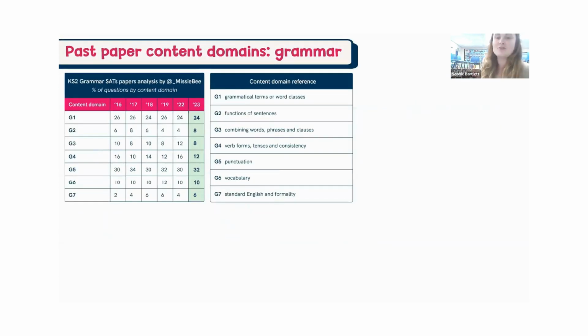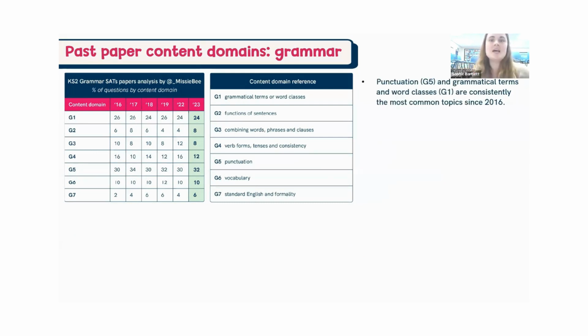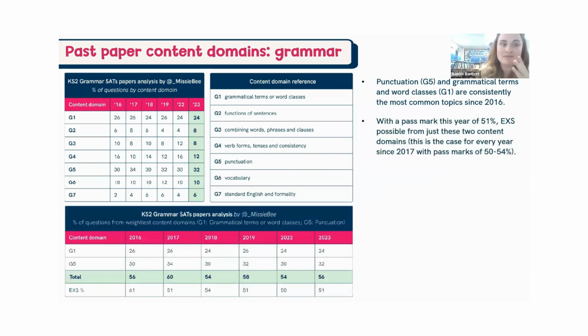With the grammar paper, the 2 most common content domains are G1 and G5. So again, since 2016, this has pretty much been the case. G1 being grammatical terms or word classes and G5 being punctuation. So again, I think actually the same pass mark as maths. It was a 51% pass mark this year.